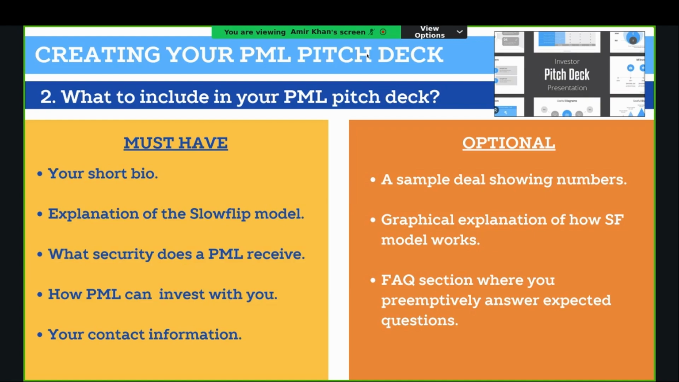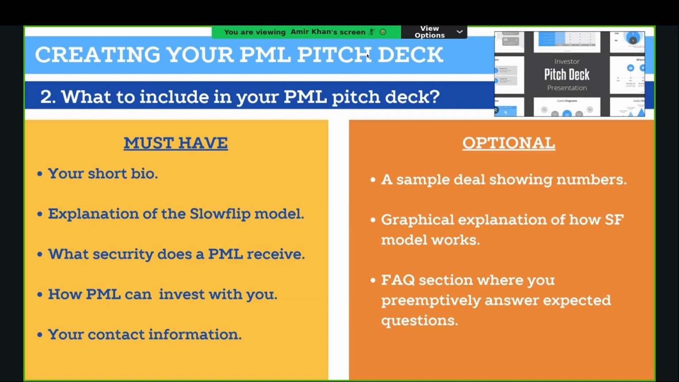All right. Again, on the optional side, having a graphical explanation of how the slow flip model works. In my case, I feel that is very important. If you're presenting to someone and you have that explained in a graphical manner, it just makes it easier for somebody to understand, especially when we're talking about the slow flip model. Somebody who has no experience in real estate, the slow flip model is a little confusing. Honestly, if you tell them for the first time the idea of who will hold the deed, that whole idea is hard for somebody who has no real estate experience. So if you show it graphically, it's a little bit easier.